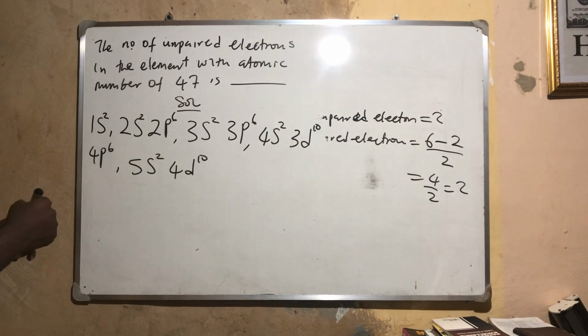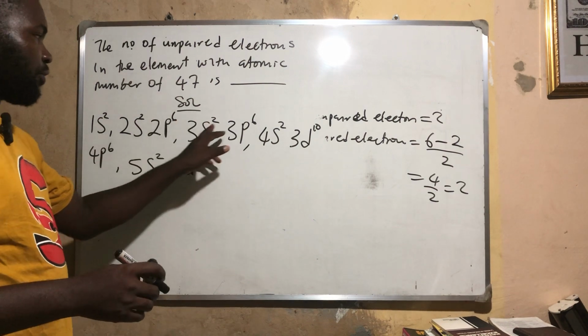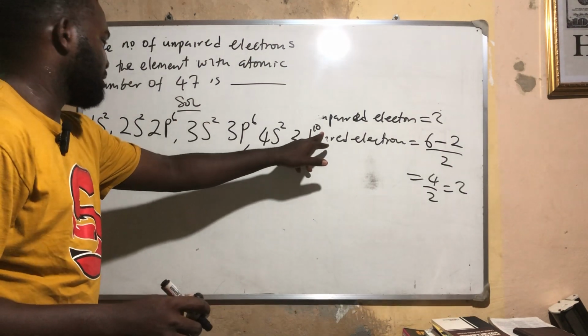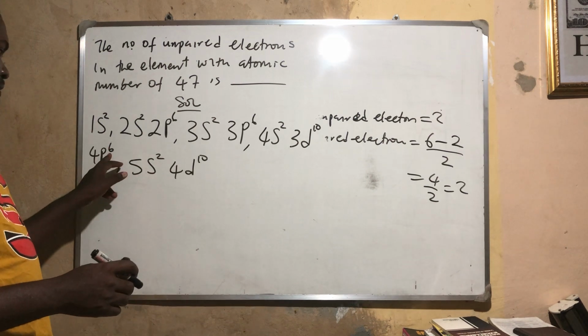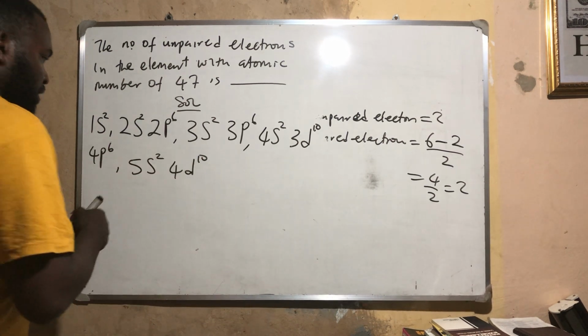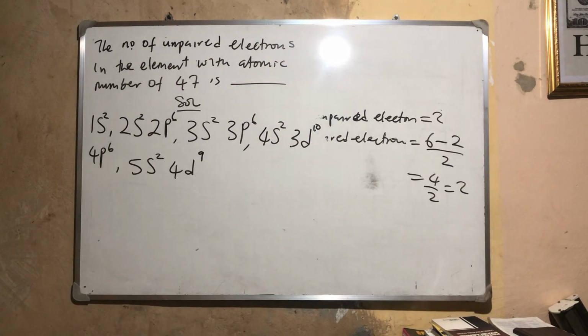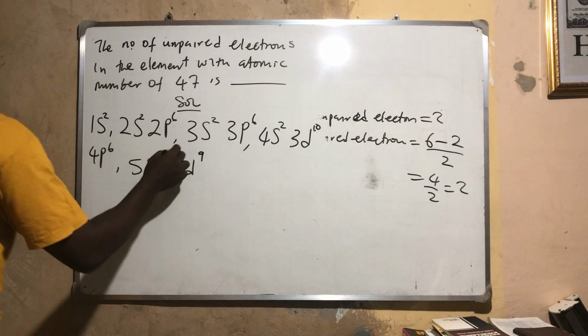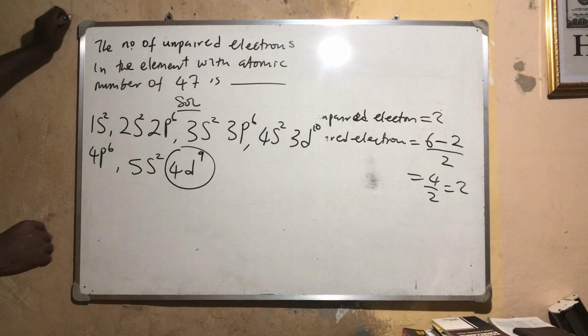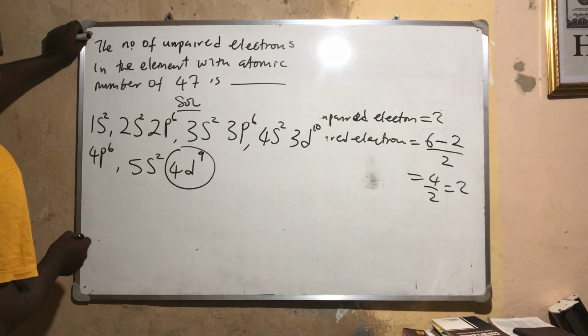4d10. Please let me check if I have exceeded 47. From here to here is 10, and from here to here is another 10, 20. Here is 30, 36, 38, 48. So here should be 9 to make it 47. So the last thing I'm having here is 4d9.